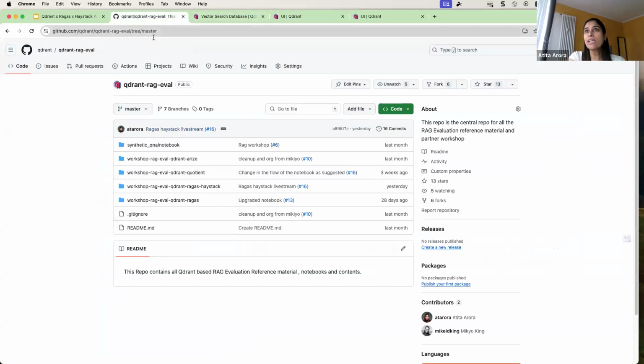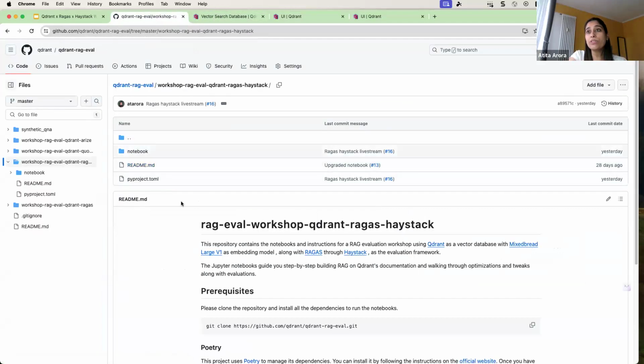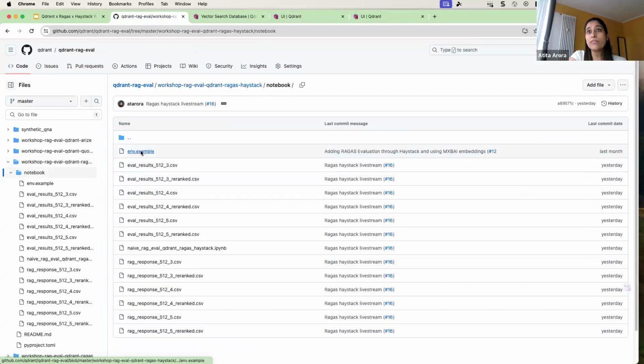So this is the project that I would be using. As you can see, it's open source as well. So that's the notebook for the synthetic Q&A generation. And I would get into the notebook of this workshop.